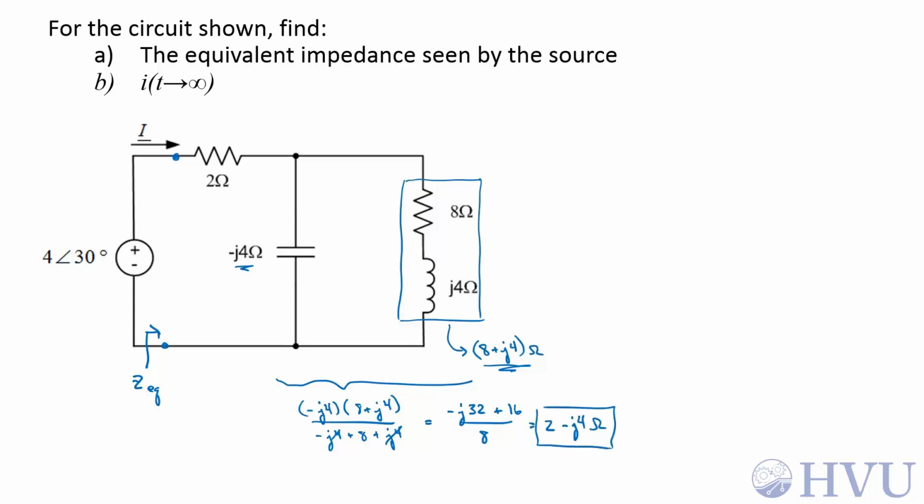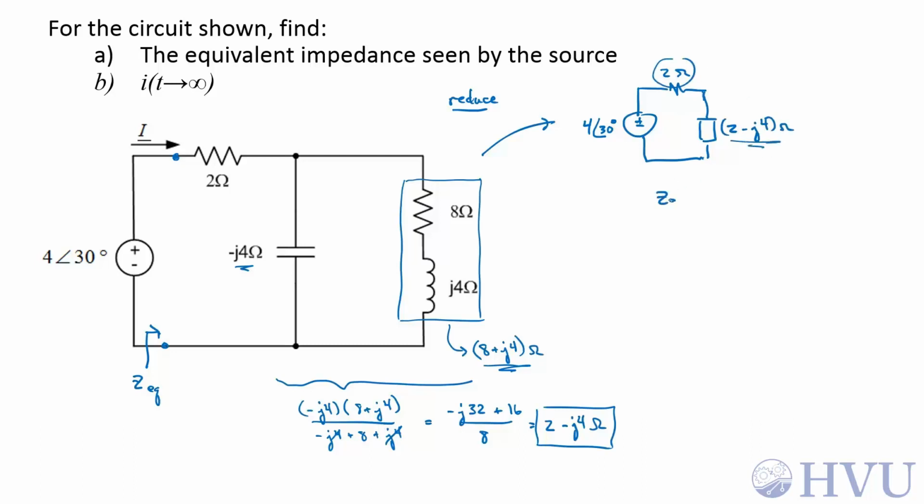Now finally, this circuit, if we reduce it, turns out to be plus minus 4 at an angle of 30 degrees. Now I have 2 ohms, and I have this equivalent impedance over here, which is 2 minus j4 ohms. This 2 ohm resistor is now in series with this resistance, so the equivalent impedance is just going to be 2 plus 2 minus j4, which is 4 minus j4 ohms. So there's our answer for part A.